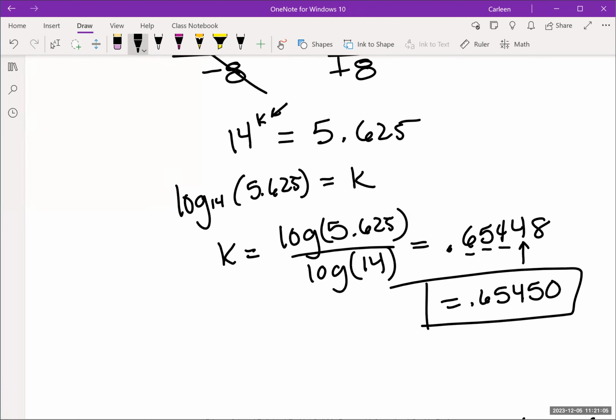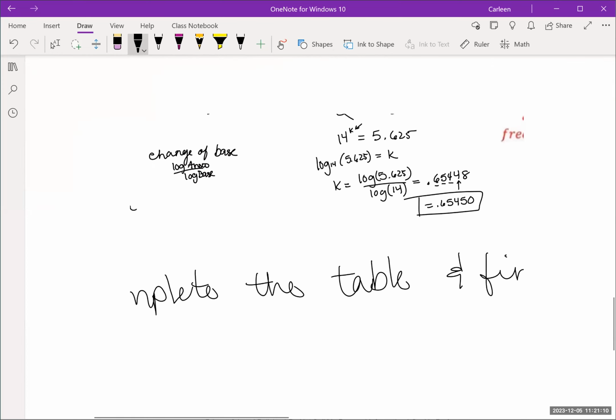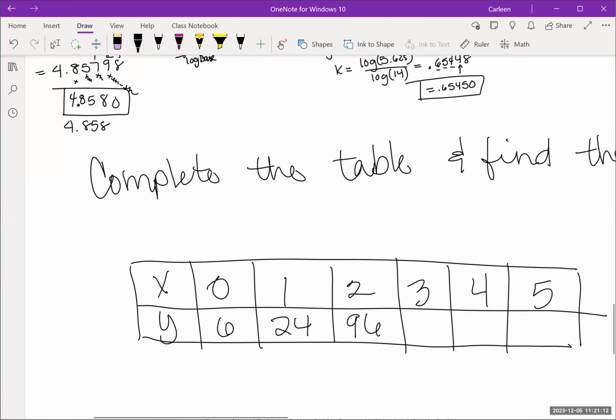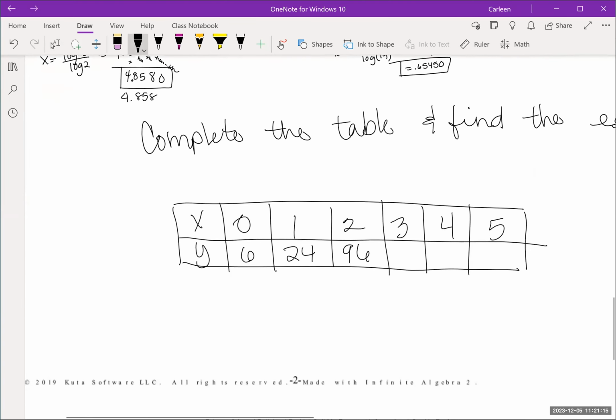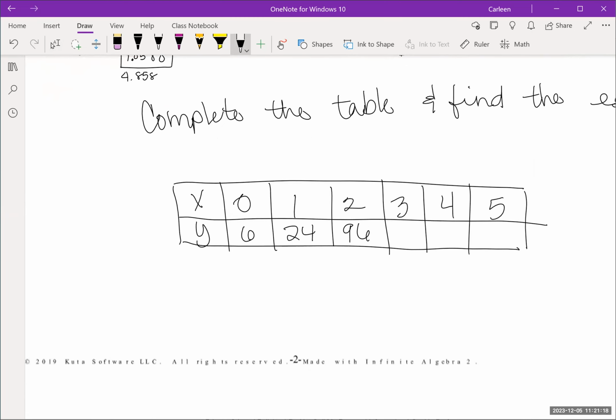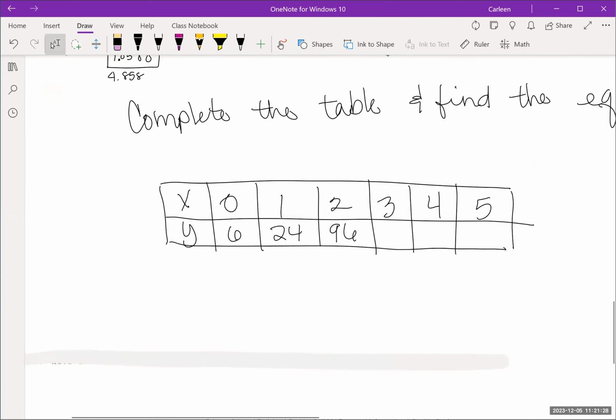Okay, if you need to go, we are done. We are gonna do a table problem. So write this on your paper, please. I did not give this to you. This is an exponential equation. Okay, you're welcome. Thanks for coming. Bye-bye.